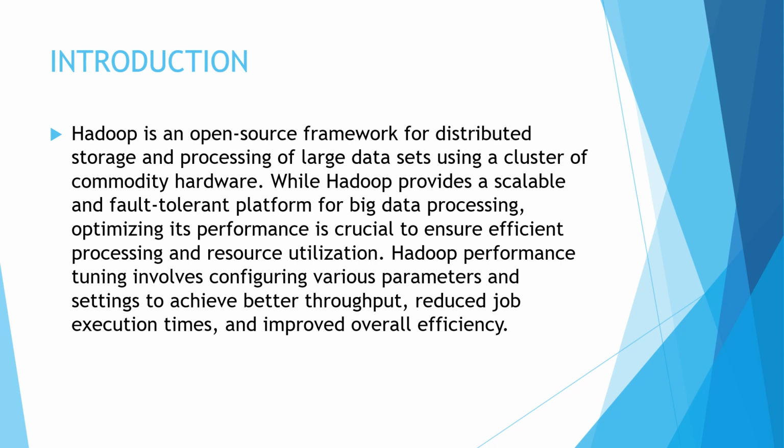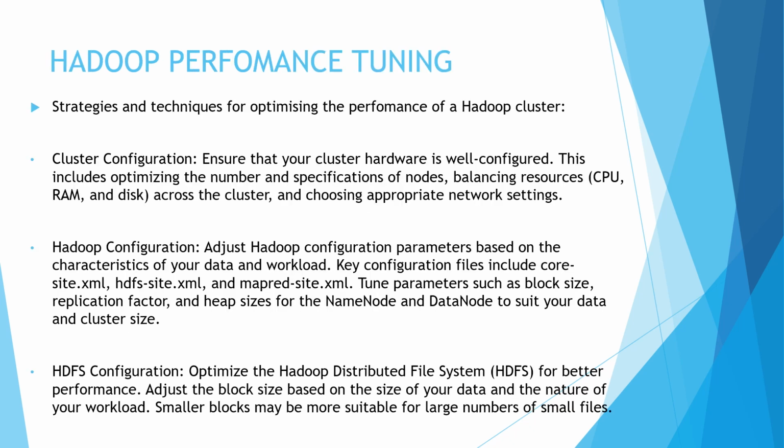While Hadoop provides a scalable and fault tolerant platform for big data processing, optimizing its performance is crucial to ensure efficient processing and resource utilization. Hadoop performance tuning involves configuring various parameters and settings to achieve better throughput, reduce job execution time, and improve overall efficiency. What are the strategies and techniques for optimizing the performance of Hadoop clusters?